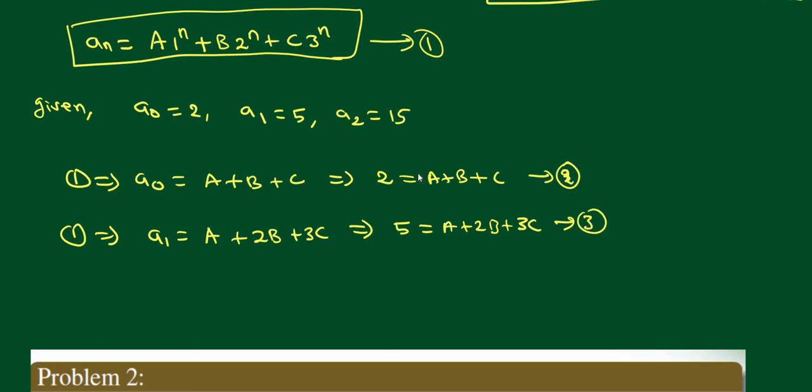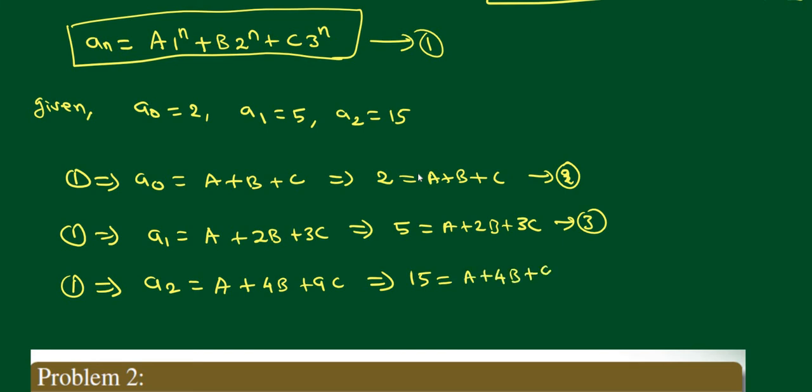And finally, from the same equation 1, I am finding A2 because I have an initial condition for A2. So then you have A here again, and 2 power 2 means you are getting 4B, 3 power 2 means you are getting 9C. Finally, you are getting 15 is equal to A plus 4B plus 9C. So this is equation number 4.